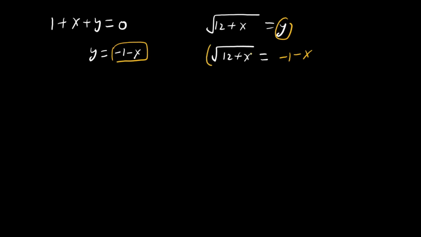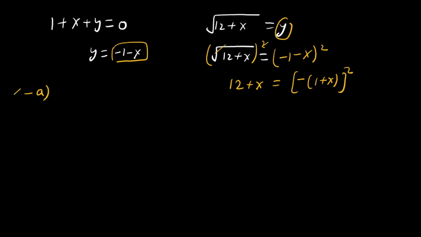Now if we take square both sides, then in the left hand side this square is cancelled out by this square root. Then here 12 plus x. And here if we take common negative sign, then 1 plus x bracket power 2. And we know that minus a whole square is a square. If we apply this rule in the right hand side, then this is 1 plus x whole square, and in the left hand side we have 12 plus x.